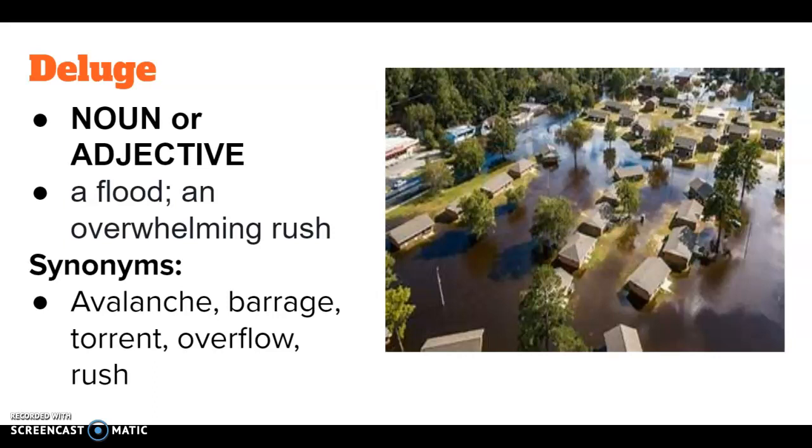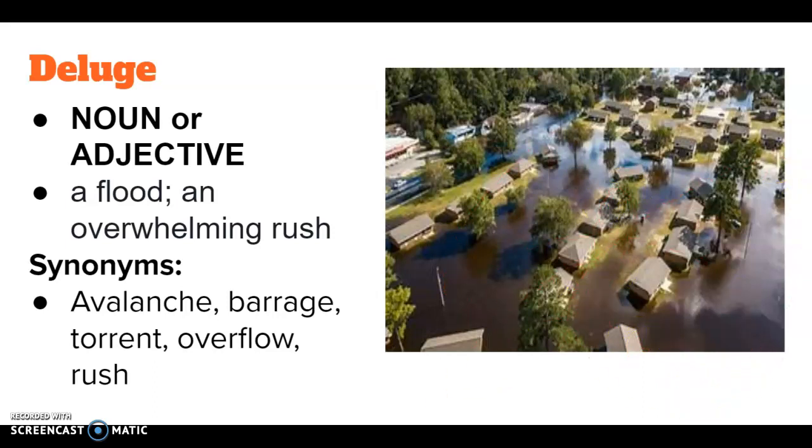The next word this week is deluge. Deluge. So this is a noun, so it could be a thing, or it could be an adjective, so something you describe. And a deluge is a flood, or it could be an overwhelming rush of something. So a deluge can happen when it's raining. The rain could be so overwhelming that it's causing a deluge. Or as you can see in this image here, this is a deluge or a flooding of a neighborhood.